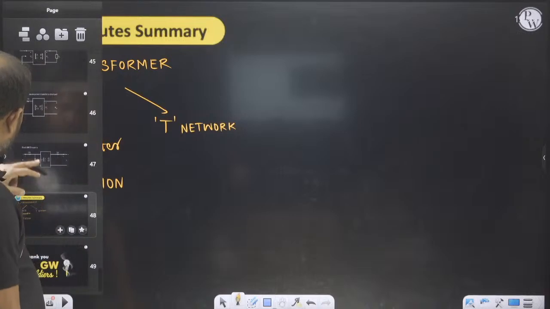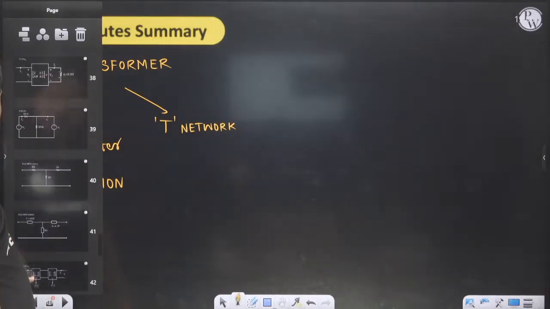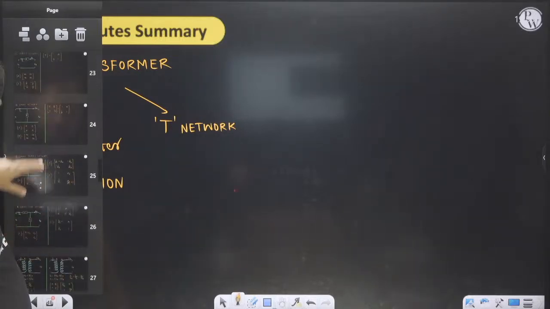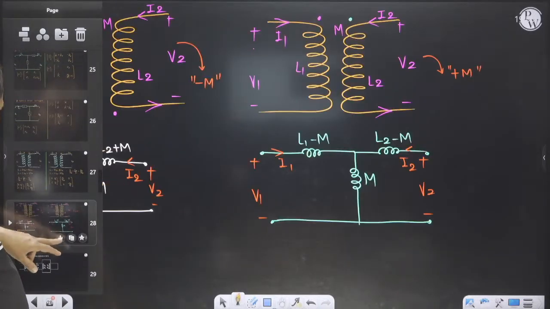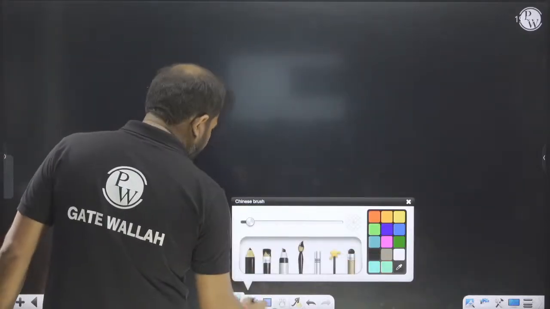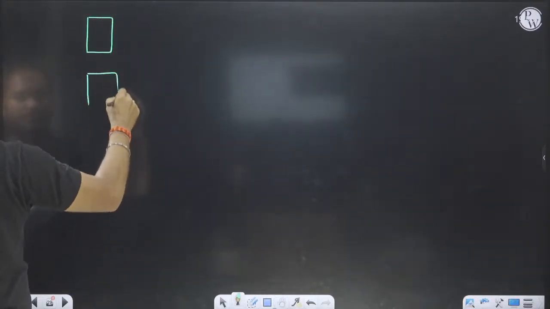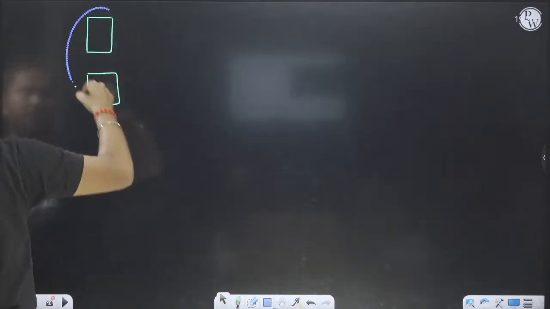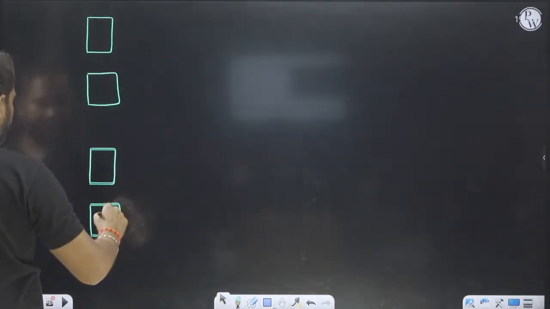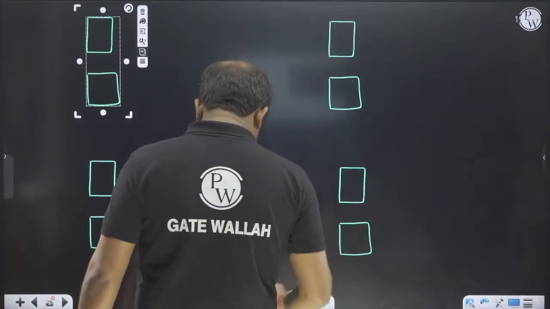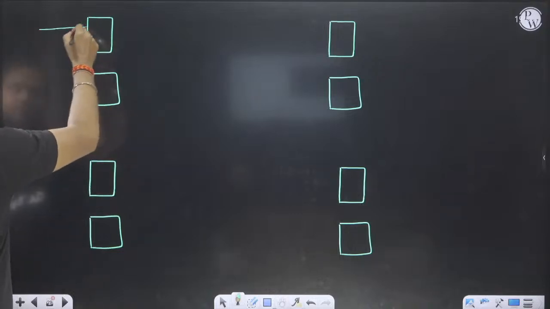And you can also go through that. You can write down one more point, that series parallel condition. For series parallel condition, what will happen? Parallel series condition, what will happen? So you can remember this formula.